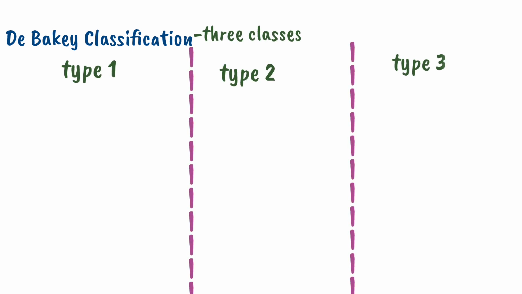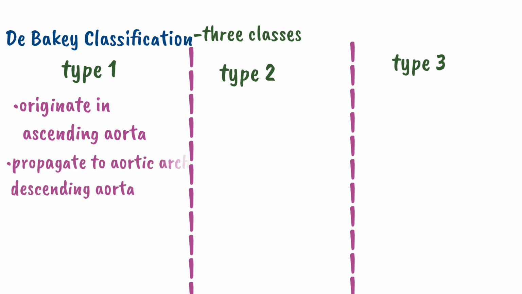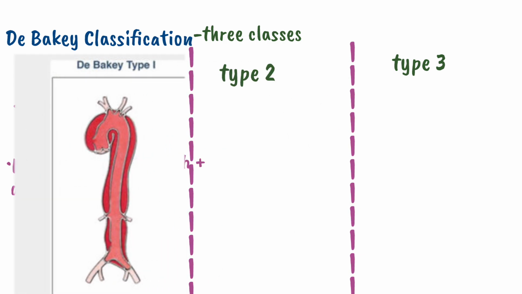Now come toward the Bakey classification. In the Bakey classification, the aortic dissection is divided into three types: type 1, type 2, and type 3. In Bakey type 1, the aortic dissection originates in the ascending aorta, but it can propagate to the aortic arch and possibly beyond it distally. If you look at this diagram, here the aortic dissection is in the ascending aorta, but it can spread to the arch of aorta and beyond the arch of aorta. It is called Bakey type 1.